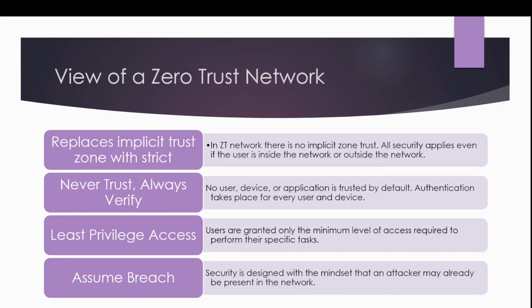Now, if I talk about how a zero trust network could be, the very first important concept is that it replaces the implicit trust zone with the threat. If you have worked with a little bit of networking, you will understand that in firewalls, we define different zones. We make a trust zone, an untrust zone, a DMZ zone, a server zone, right? Any zone we create.